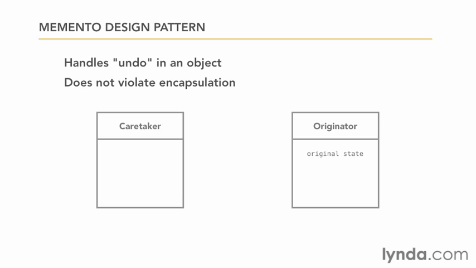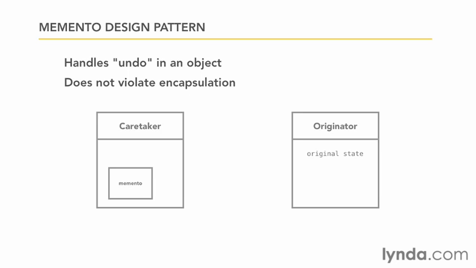So the originator is in a particular state at the moment, and the caretaker requests that the originator save itself. And here's where the memento object comes into play. The originator creates a memento object, which is a simple object that just details the important parts of the originator, the information needed to return to a particular state, and it bundles that information up in the memento and returns it to the caretaker.